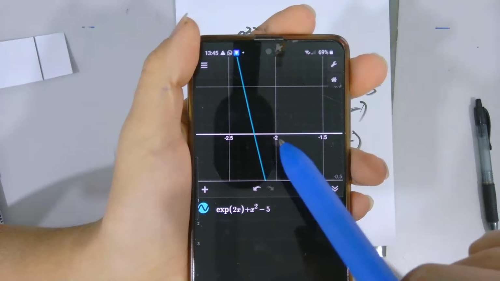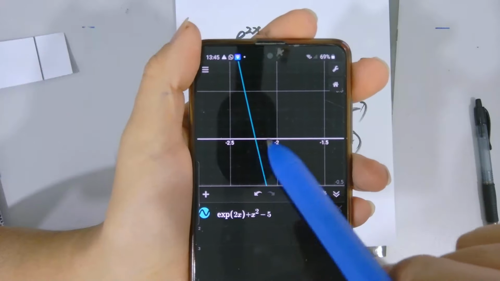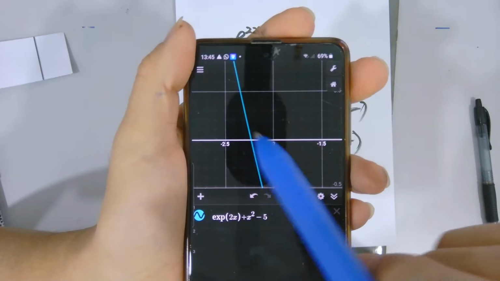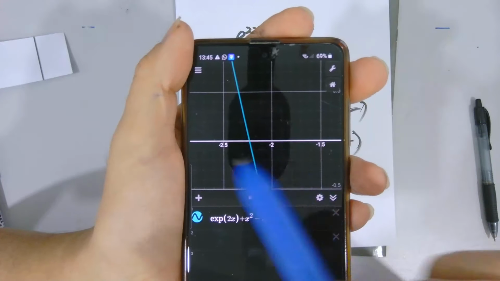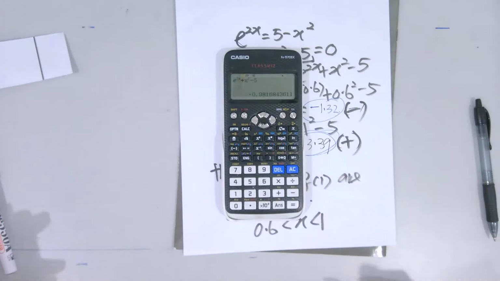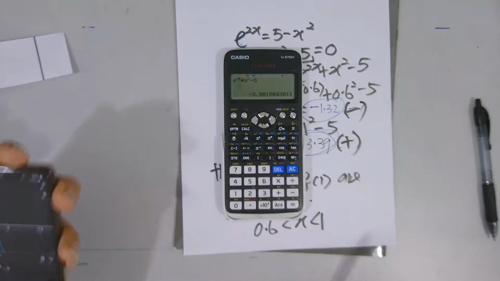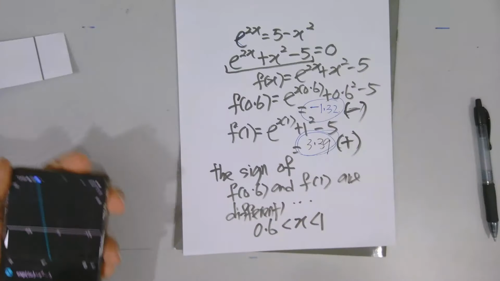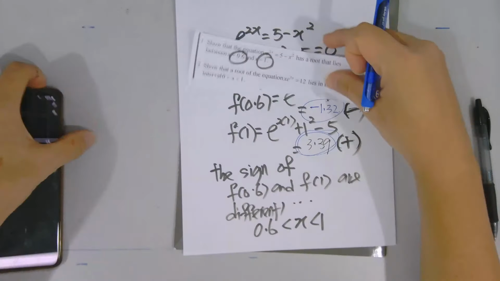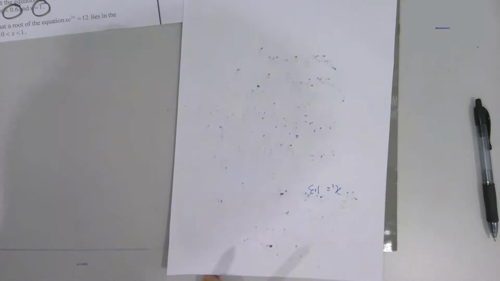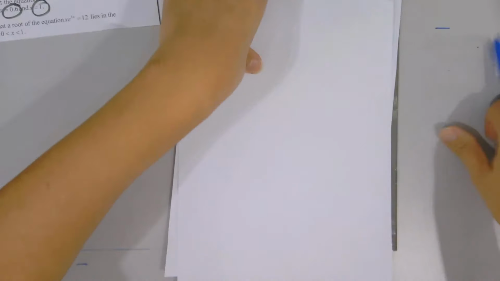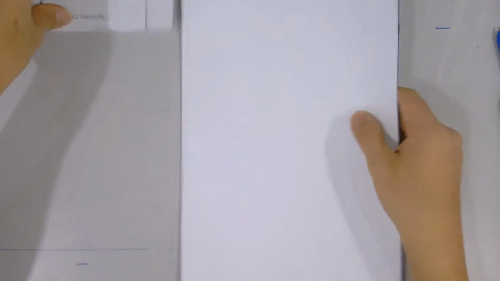Of course, going from positive to negative, the graph must pass through the x-axis. This is called the root. This is another way to show that there is a root between these two values. I hope you understand the concept of searching for a change of sign for roots. Now we go for this question. I think you're already very good at understanding what is happening.